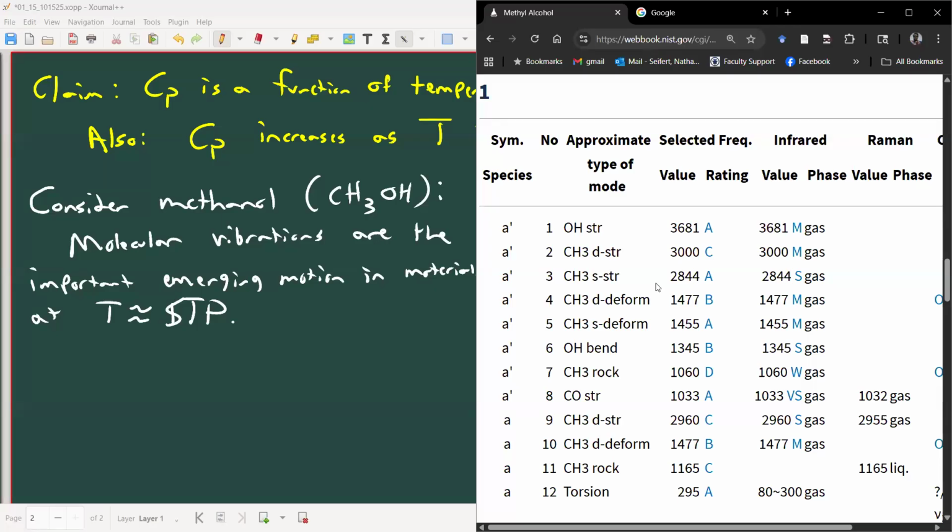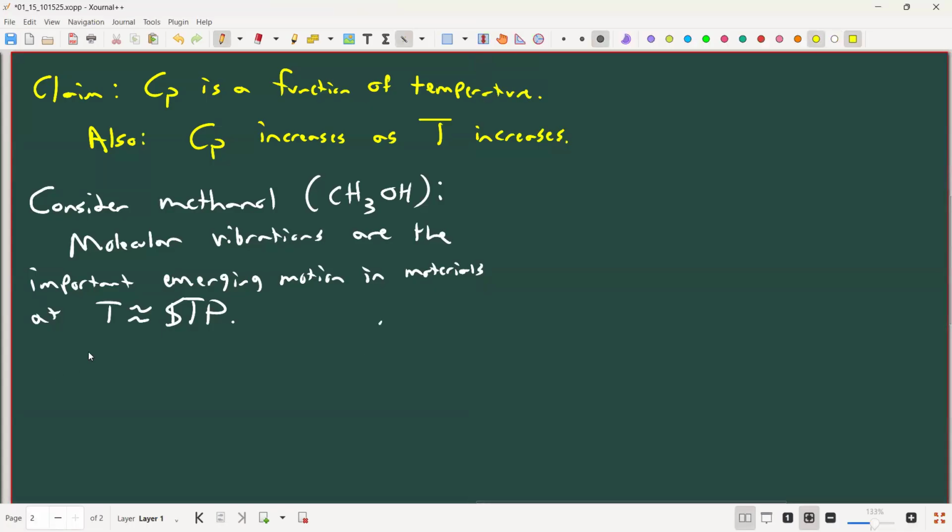So I'm going to set the temperature, and I'm going to ask what fraction of my methanol molecules have at least one excitation in the torsional mode. And the torsional mode for methanol is just the methyl group rotating like this. Just spinning around in a circle. So let's consider 2 modes. We'll just do the highest energy and the lowest energy.